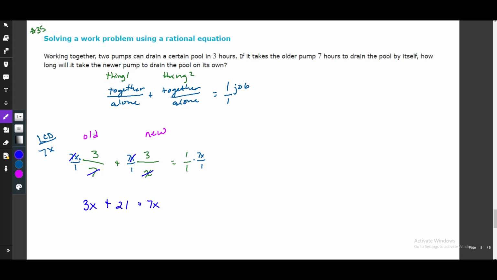So I have this nice little problem to solve. It looks like one of those problems that we had at the very beginning of class. So I'm going to get the x's together. Minus 3x, minus 3x. I get 21 equals 4x. 7x minus 3x is 4x. Divide both sides by 4. I get 21 over 4 equals x.